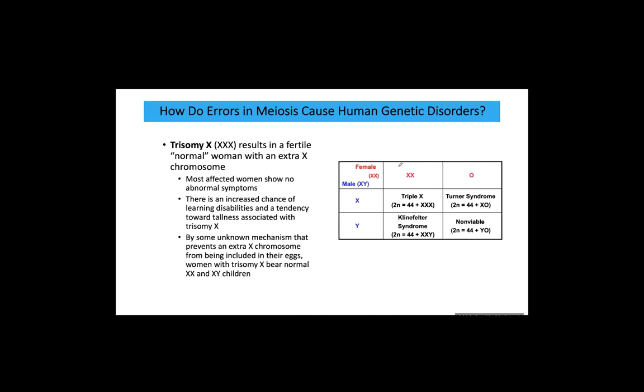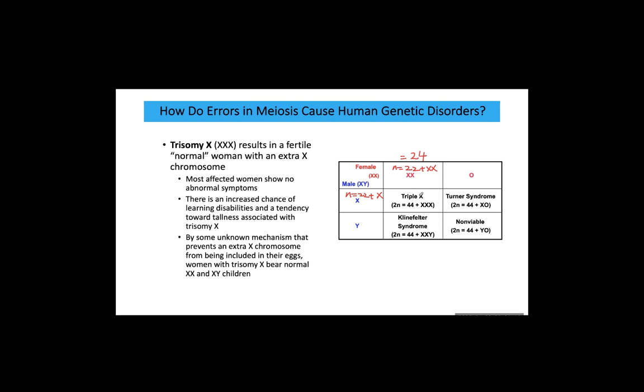So another human disorder resulting from non-disjunction is trisomy X, or triple X, which is the same meaning. So this is n equals 22 plus XX. So it has how many chromosomes? Haploid 24. And here is a normal one, n equals 22 plus X. So if you combine them, you will have 44 plus XXX. These three copies of the X chromosome are called trisomy or triple X. It's the same meaning.